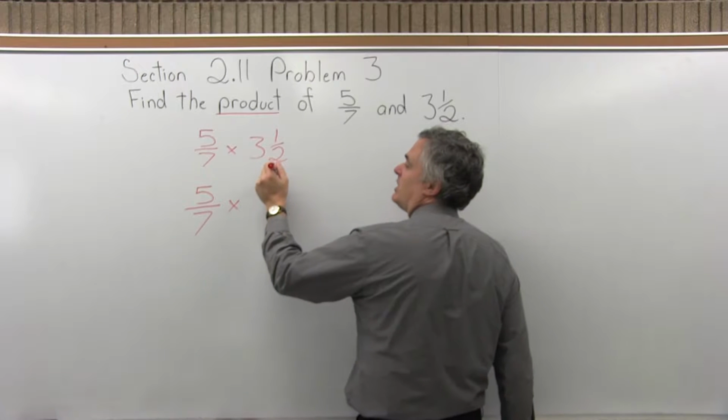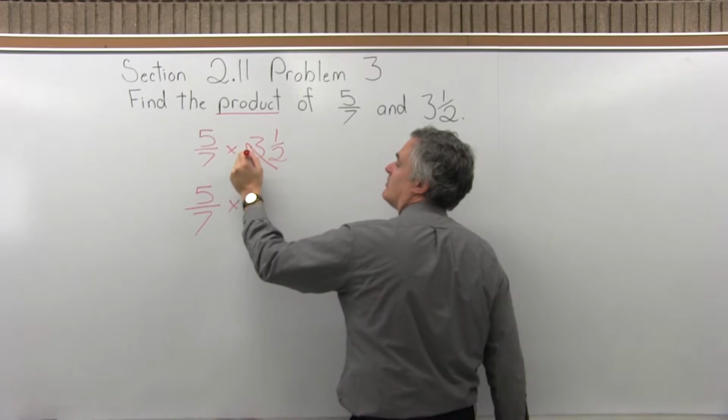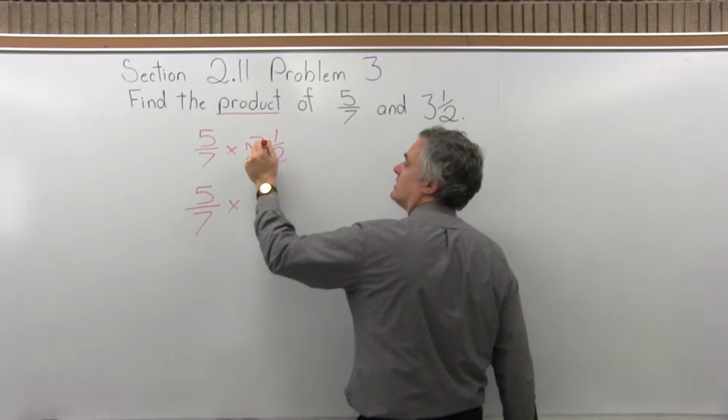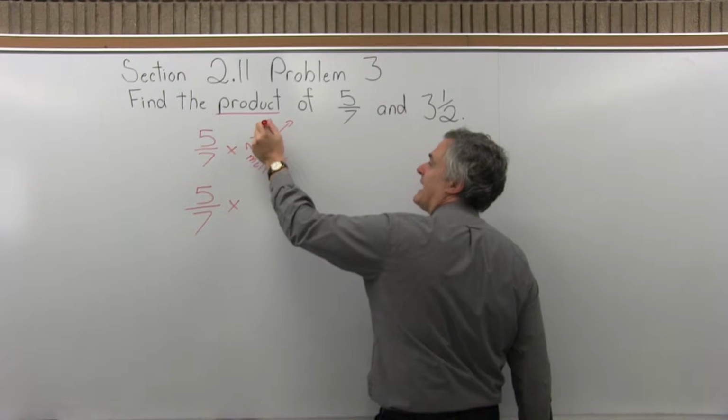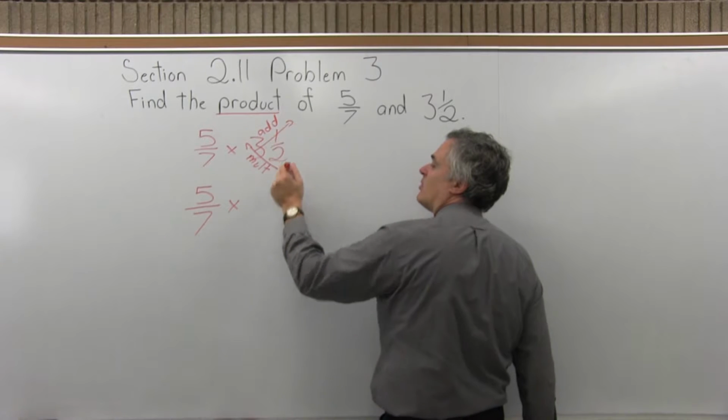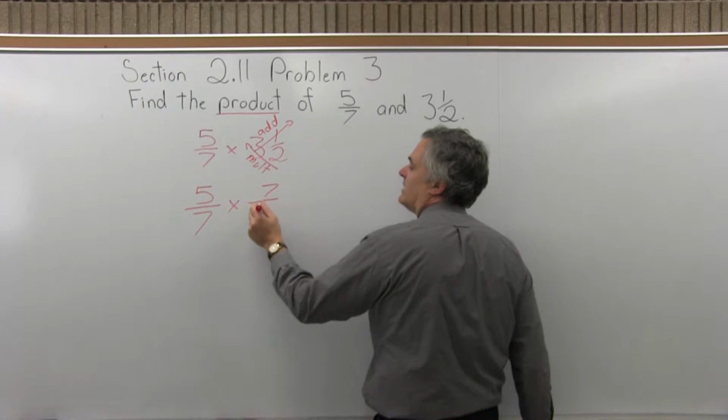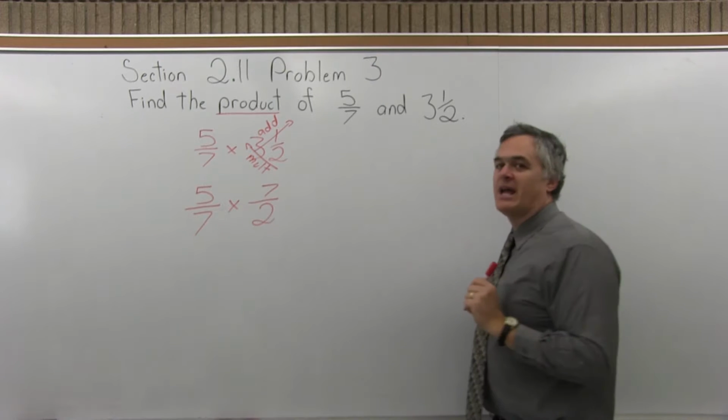So to do that, we will multiply the denominator times the number in front. So we multiply 2 times 3. 2 times 3 is 6. We take that result of 6 and we add it to the numerator. 6 plus 1 more is 7. So 3 1/2 can be written as 7/2.